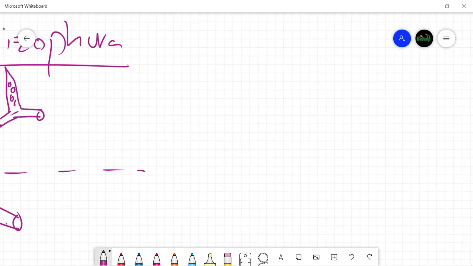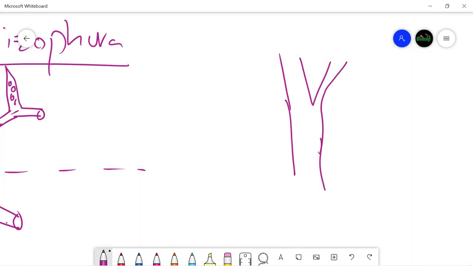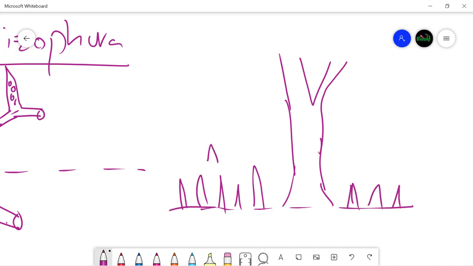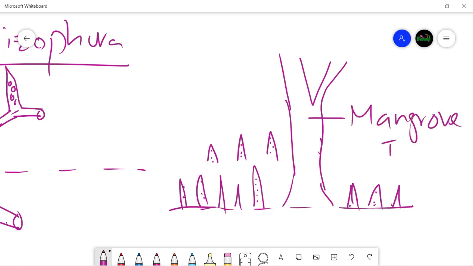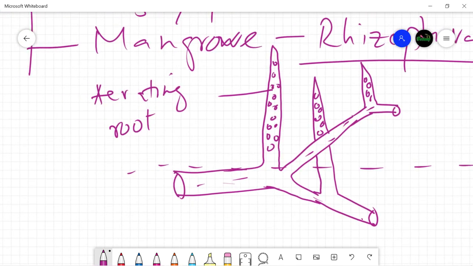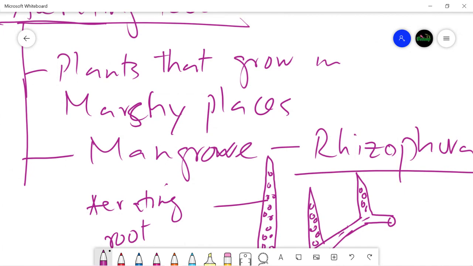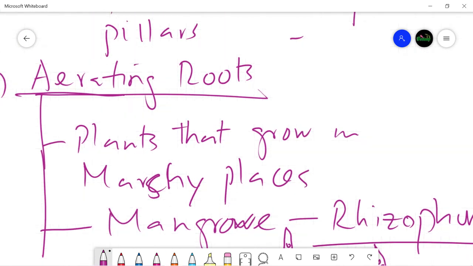Just to visualize the actual position, for example this is a tree, the main trunk, and it's growing. This is the soil. Now you will find something like this, these roots coming out of the soil. These roots are connected to the underground roots, and they have pores in them, and through these pores air enters and supplies oxygen to the roots which are below the surface of the soil. So this is the situation. This is a mangrove tree trunk. So these were the aerating roots, the final kind of partly subterranean roots.